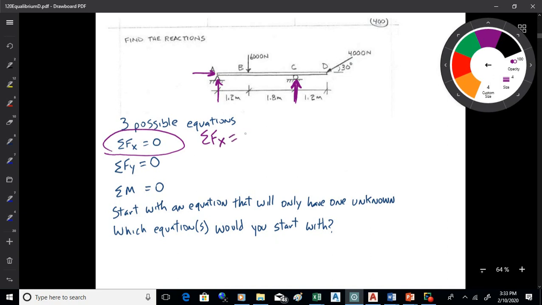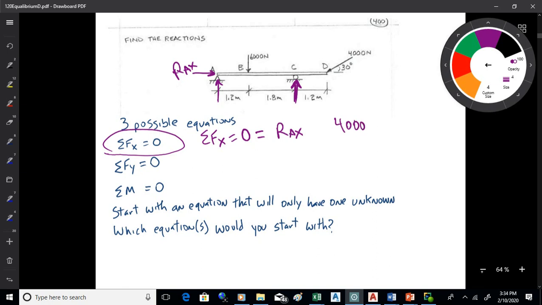Now, write down sum of Fx equals 0. Take the time to do that. Don't rush here. Sometimes people ignore that step, and it can get you into trouble sometimes. Now, if I got sum of Fx equals 0, what do I got? What goes into that? 4,000.